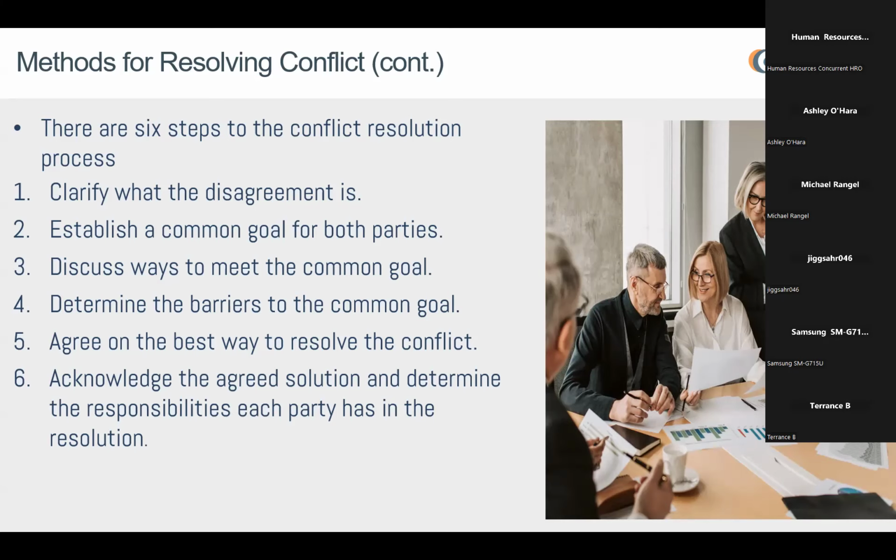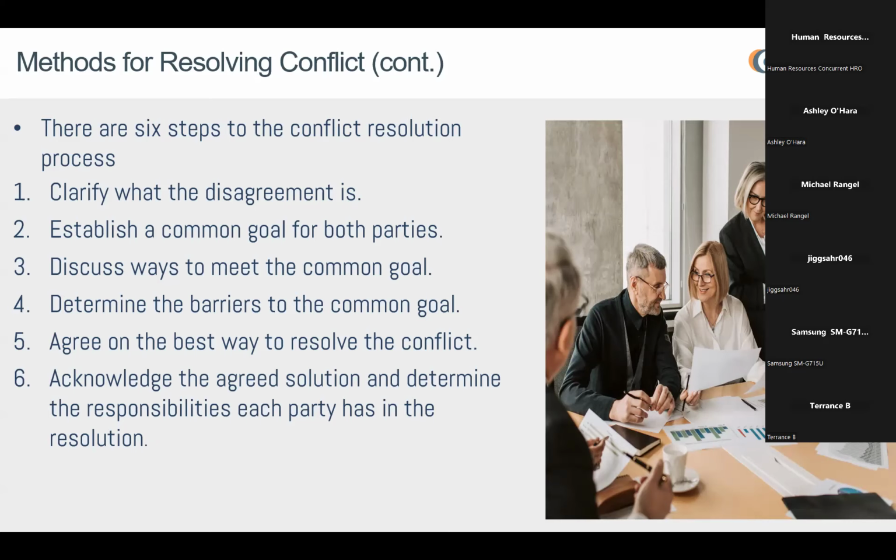All right. I do want to make sure that I clarify each one of these. Number one, clarify what the disagreement is. Again, making sure that there is a clear understanding, and that your perspective is understood and that the other person's is understood.